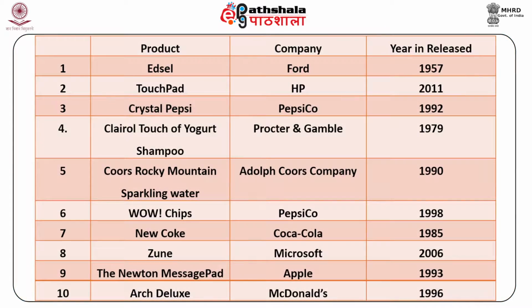In table 1, some of the worst product failures after 1950 are shown. Interesting fact is that all the companies of the flop products are giant players and known for their innovation. In table 2, as you can see, is the list of the 10 worst products failure of all time.